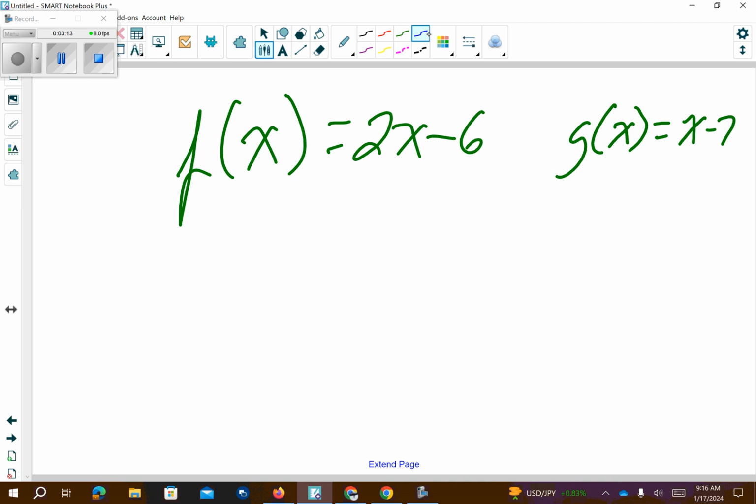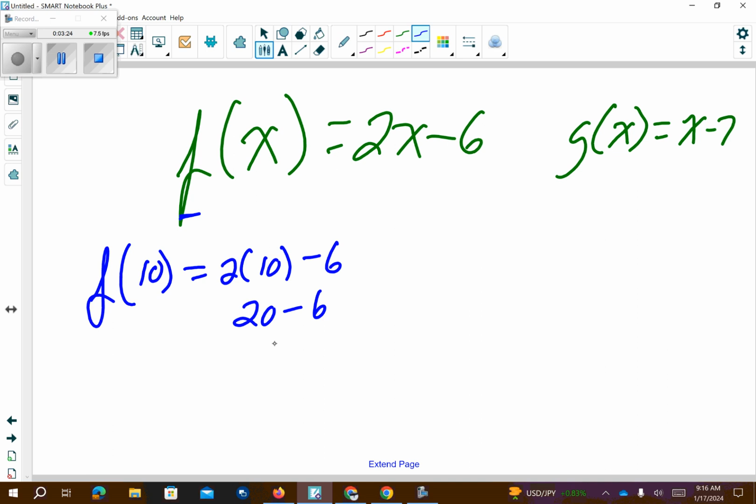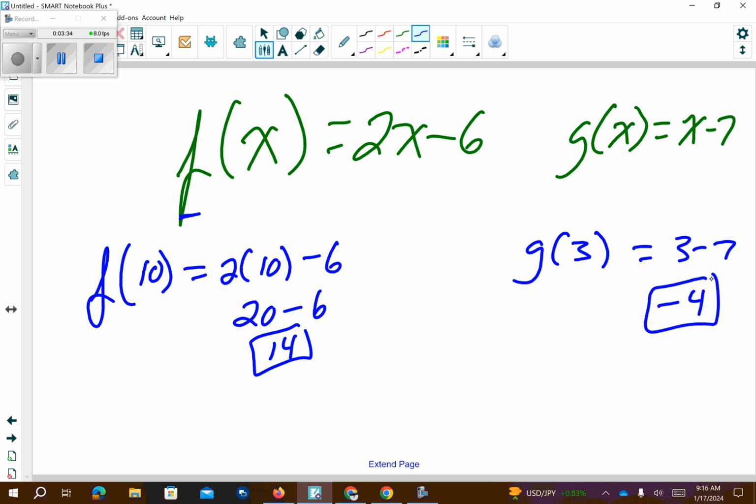So if they were to say, I want to know what f at 10 would be, you're going to use this equation. So you get 2 times 10 minus 6. So that's 20 minus 6, so it's 14. Or if they gave you like g at 3, you're going to plug 3 in, and you get -4 for an answer. So you need to look at what the letter is in front, and that'll tell you which one to use if they give you two different linear equations written in functional notation. If it's f at a number or a g at a number, you find the appropriate one, f or g, and then you replace. Okay, so that's the first thing.